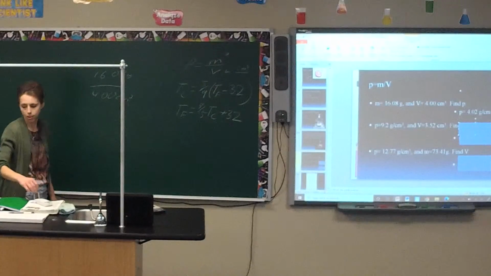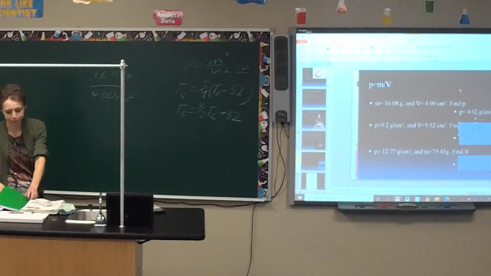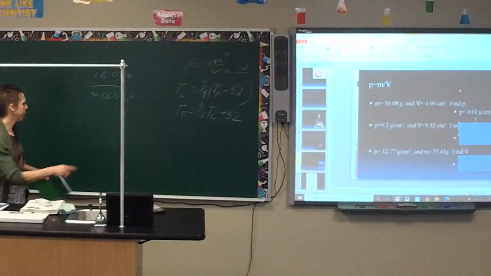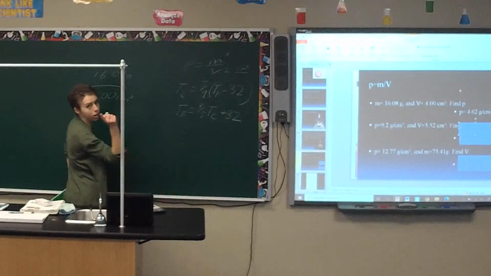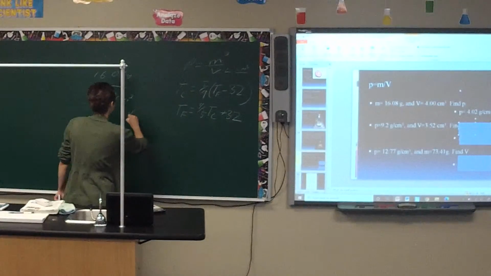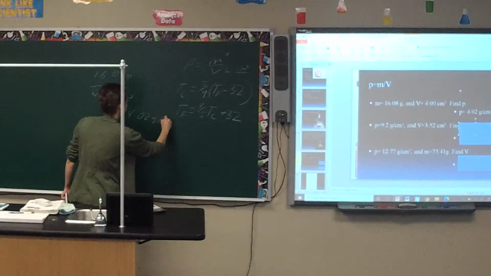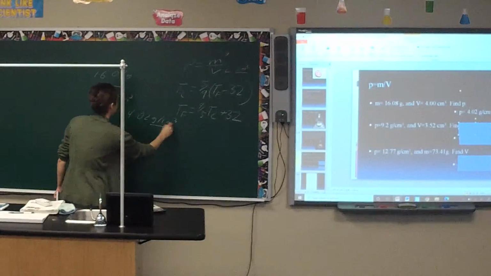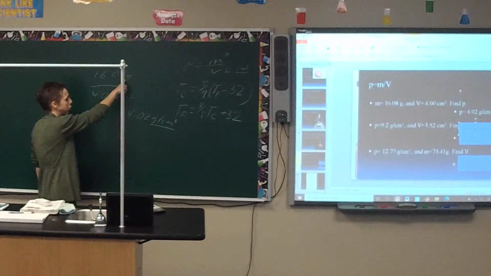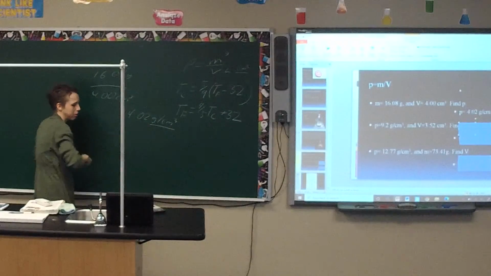Can I go ahead and try and solve the next two? Sure, if you want to. For the answer, just copy down the board just in case they can't see it with the PowerPoint. So 4.02 grams per centimeter cubed. Since this is centimeters cubed and this is grams, you want to include your units for it as well.